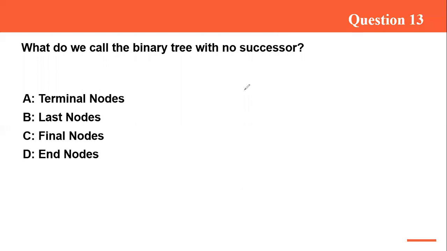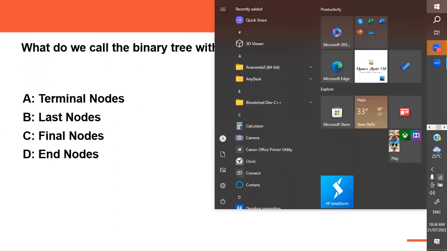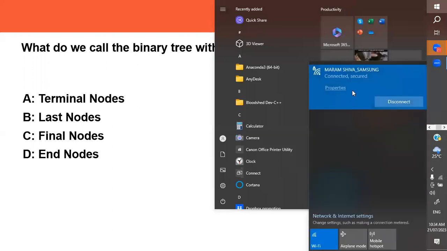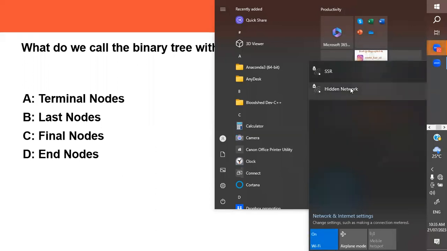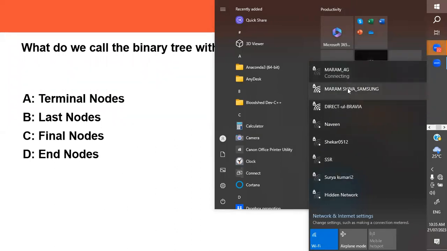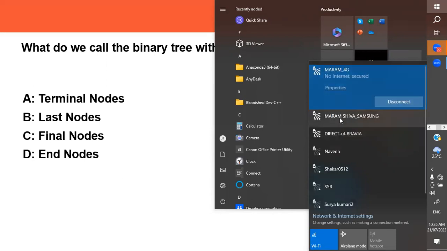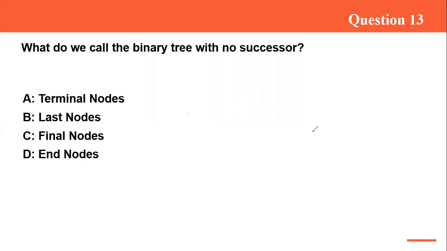What is a binary tree? Actually, first, what is a tree? A tree is nothing but a non-linear data structure. Okay, is my voice clear now, boys and girls? Oh, still I didn't get the Wi-Fi. Okay, I hope now it will be even more clear. I hope I am audible.